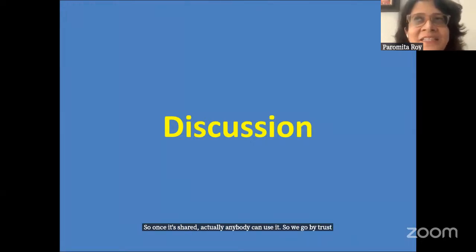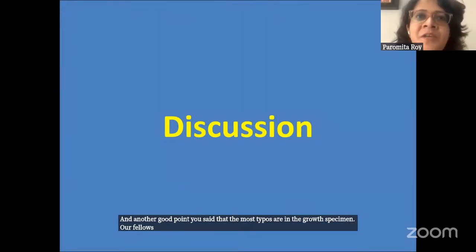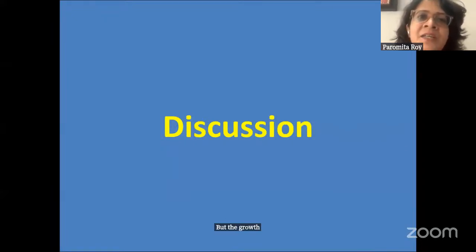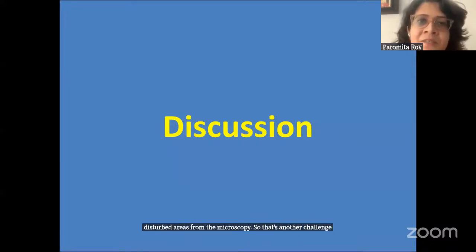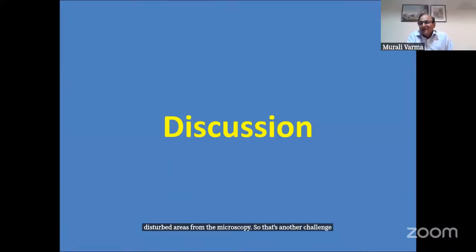And another good point you made, that most typos are in the gross specimen. Our fellows will proofread the microscopy very, very carefully, but the gross part is often ignored, and they get all kinds of very wrong, discrepant areas from the microscopy. So that's another challenge. Thanks. Monica?